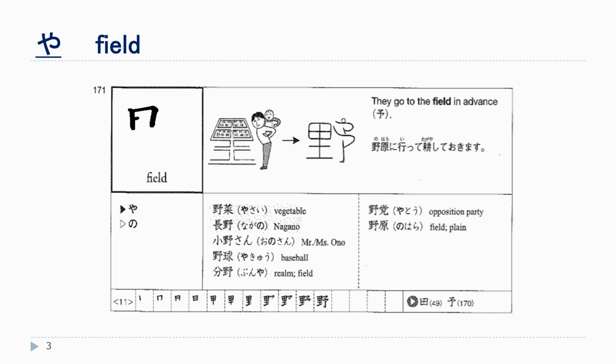So we have two readings for this kanji that we will use. One is ya, and the other is no. So ya is the first kanji in yasai, or yakyu. This no appears especially in a lot of names. So for example, we have the name of a place, Nagano, where this appears as no. Let's look at it together.